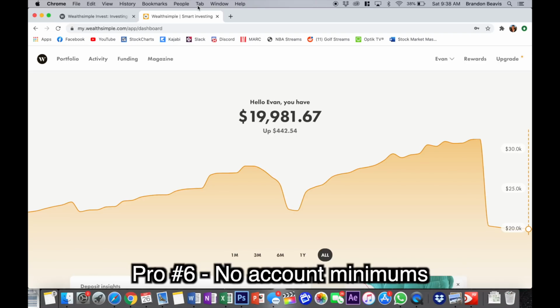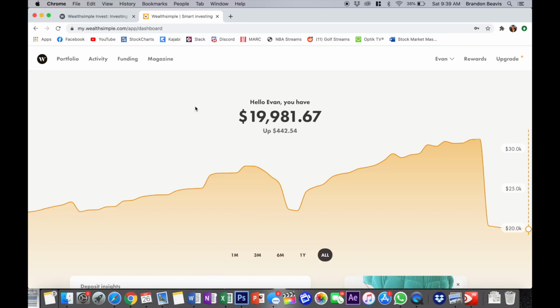And a very important one here is that there's no minimums, okay? You don't have to start with a $10,000 account. You don't have to start with a threshold. It's just, hey, let's get you started. Let's get $500 in. Let's get $1,000 in. And then you're good to go, which is not the case with a lot of other platforms.